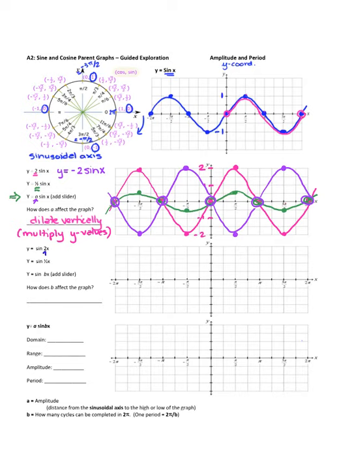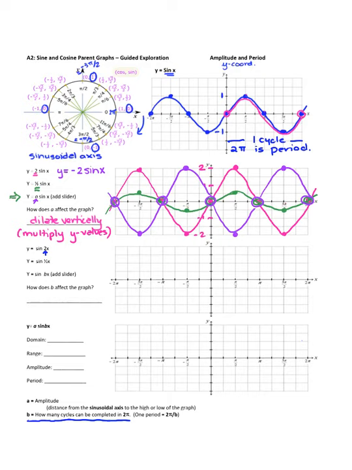All right, now let's look at the next potential transformation. This one is inside, and it is sometimes a little bit hard to calculate. This one tells you how many cycles you can complete in 2 pi. Because remember, your parent graph completes 1 cycle in 2 pi. So 2 pi is the period of your parent graph. It takes 2 pi to complete 1 cycle.